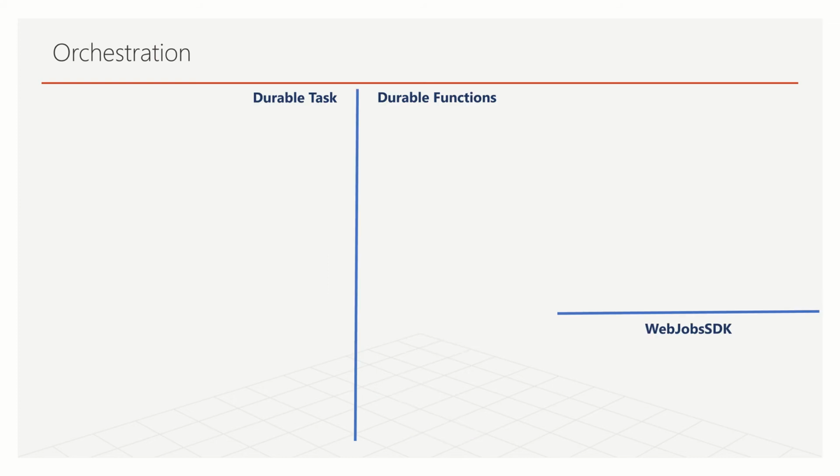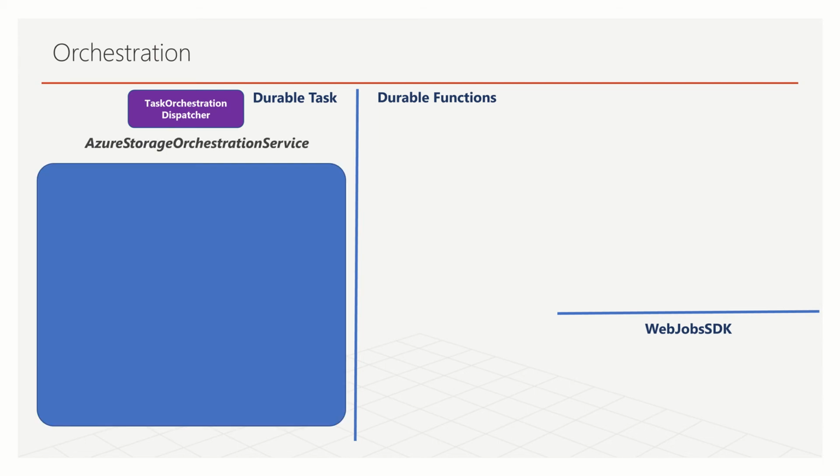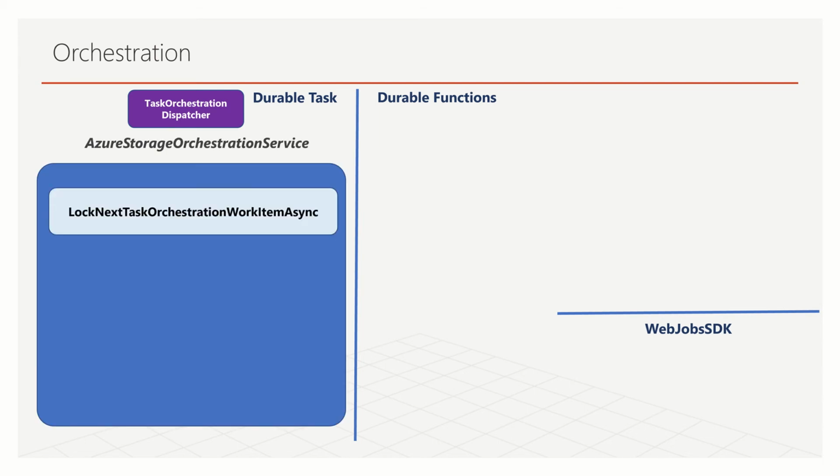Then the orchestration. Let's see the relationship between durable task and durable functions. Durable task, as I explained, has the task orchestration dispatcher that controls everything. This dispatcher's first execution is to lock the next task orchestration. Once the orchestrator receives a queue, it inherits the ID of the correlation, and then creates a new trace context and work item, the task orchestration work item.